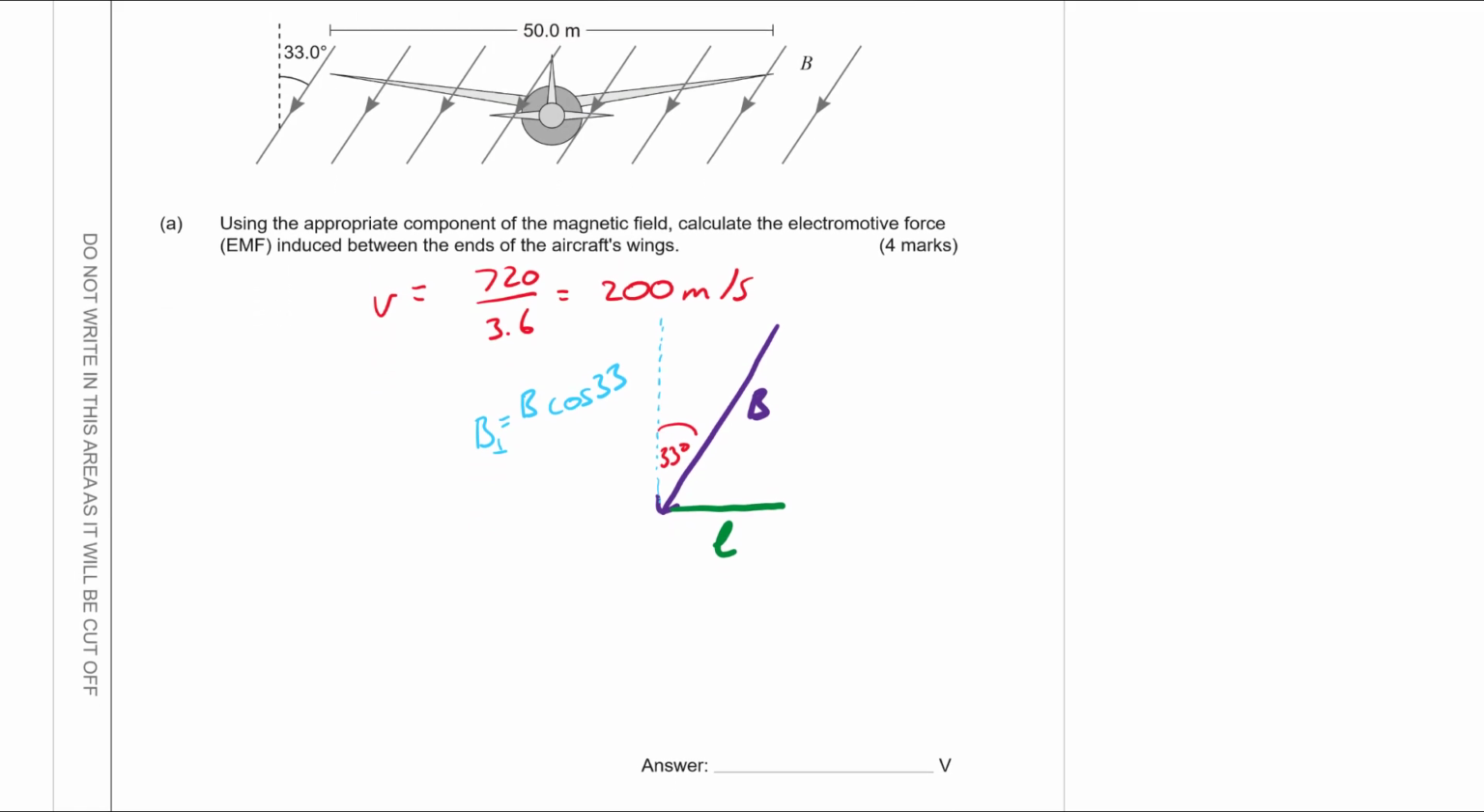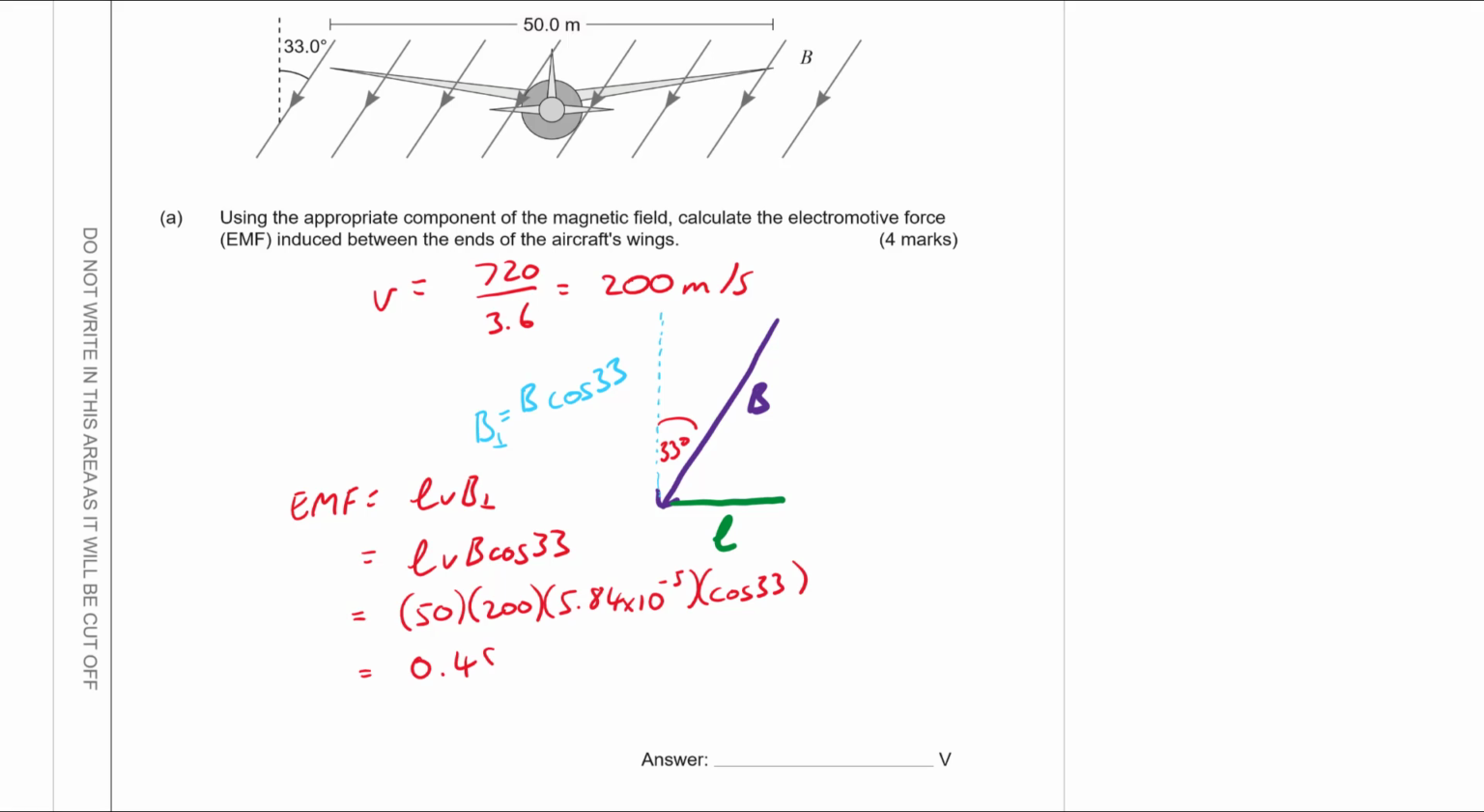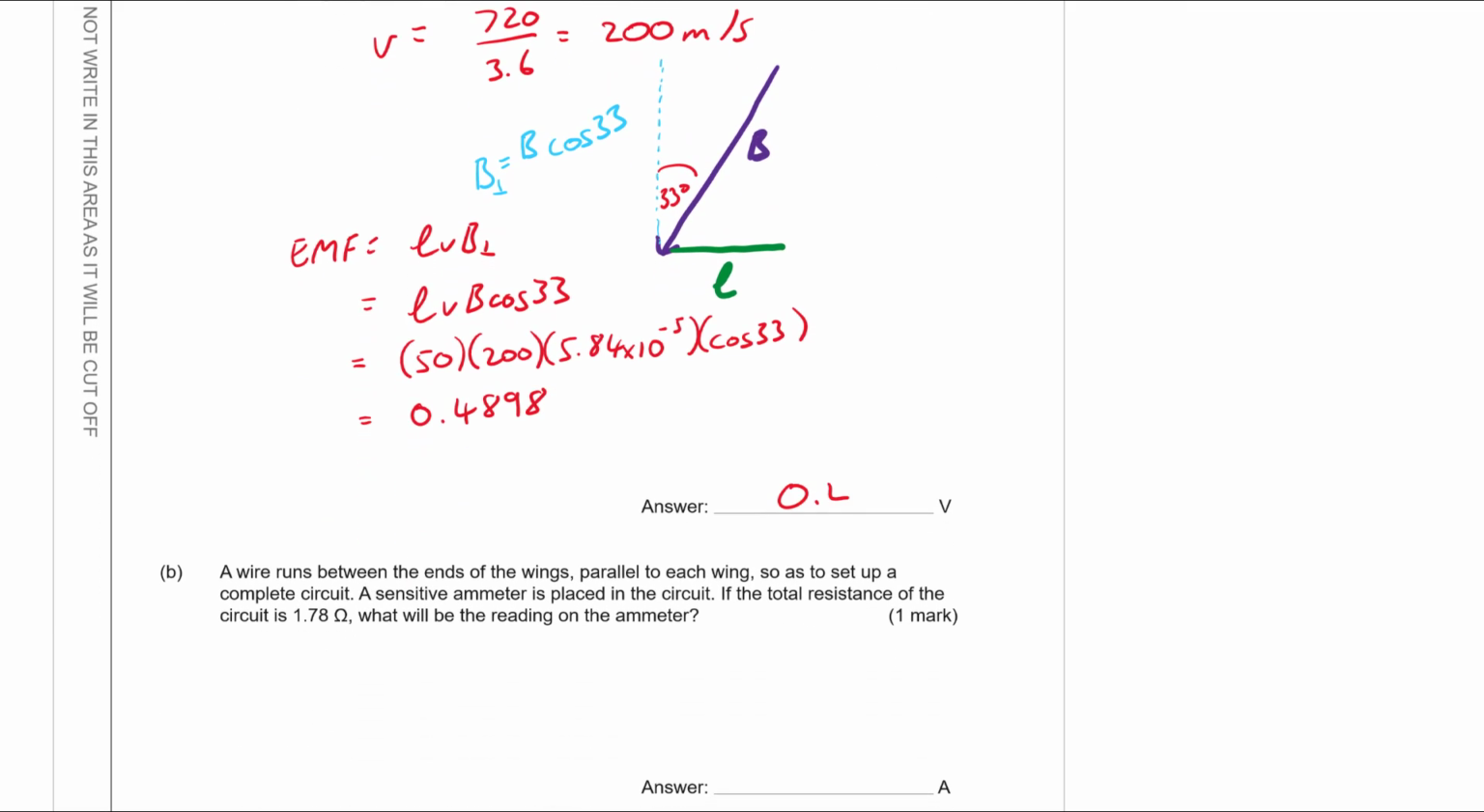So now I can go ahead and solve the problem. So I know that the EMF is equal to LVB perpendicular, which ends up becoming LVB cos 33. And I go ahead and solve for all the pieces. Cos 33, and that ends up being equal to 0.4898, which to three significant figures is 0.490 volts. And that's the first part.